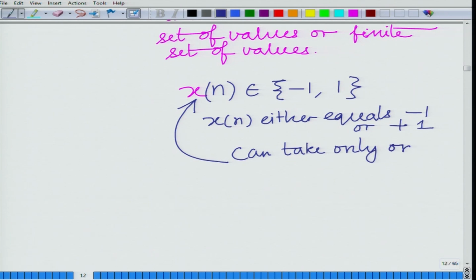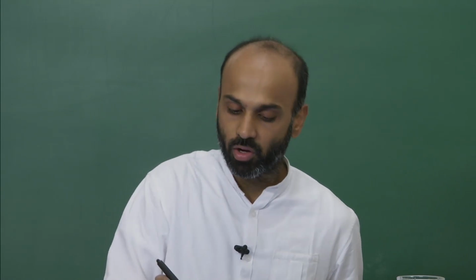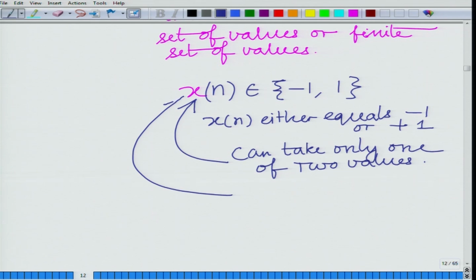Only one of 2 values, and this frequently occurs, for instance, in communication. This is termed as a binary phase shift keying system, where a transmitted digital symbol can either be -1 or +1. A voltage level can be -1 volts or +1 volts to indicate the information symbol 0 or 1.